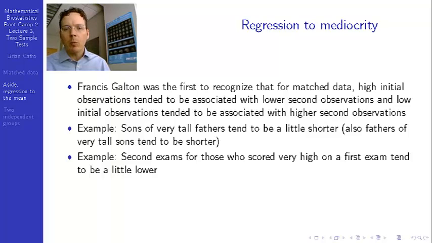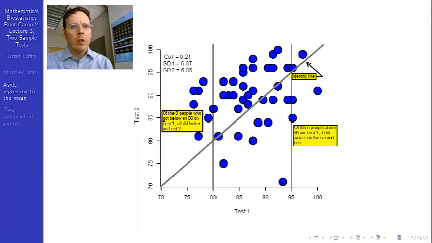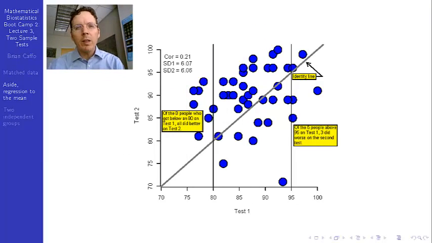So let's talk a little bit about why this phenomenon occurs. The reason this occurs is, imagine if the tests were completely random, and the students were IID draws from that distribution.